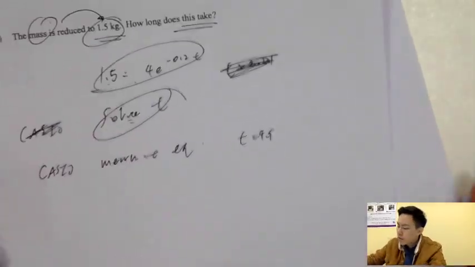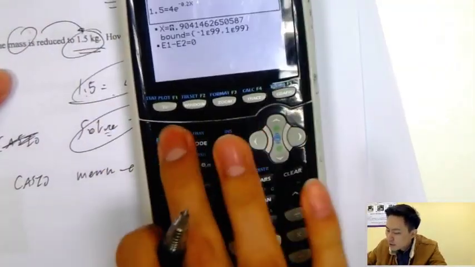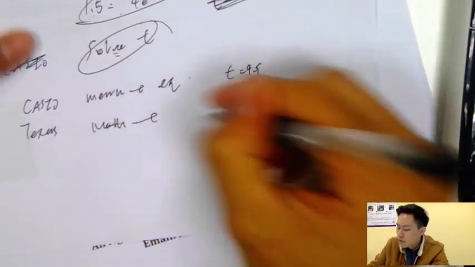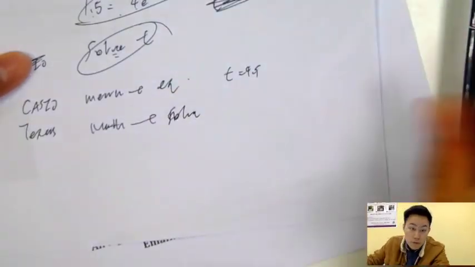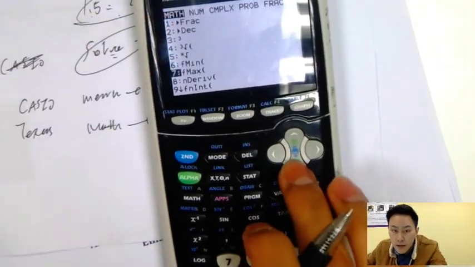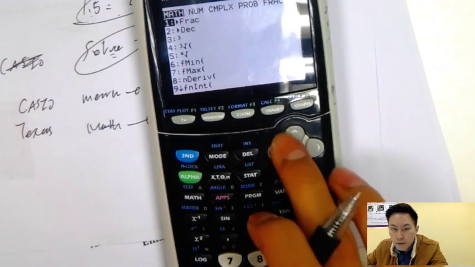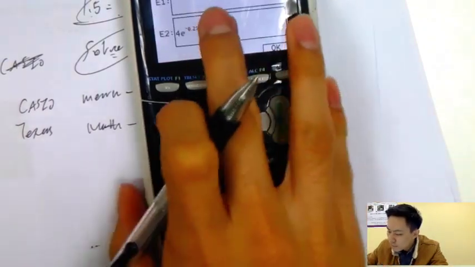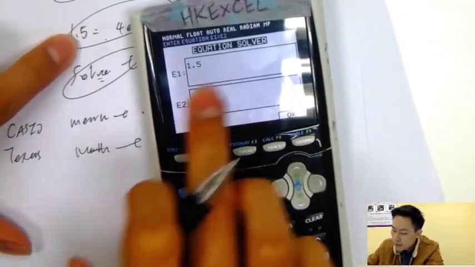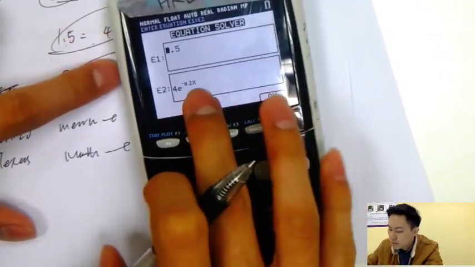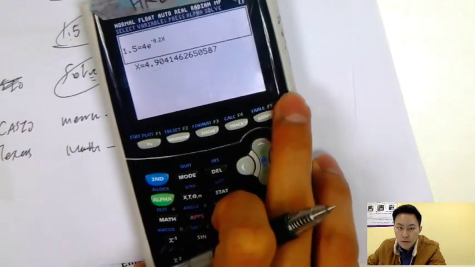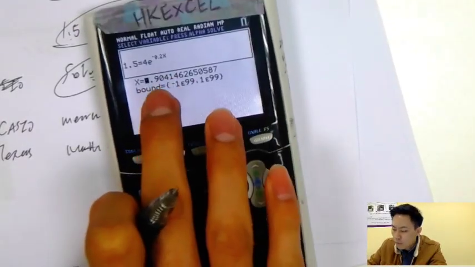But how about the Texas model? For Texas, you can write this down: you have to go to math, and then scroll down, and you see solver. Under this column, you see solver, so enter. You see two things here. You type in the left hand side of the equal sign, and then also 4e^(-0.2x), and you press OK right here. Then you can see you have the answer, which is equal to 4.90.